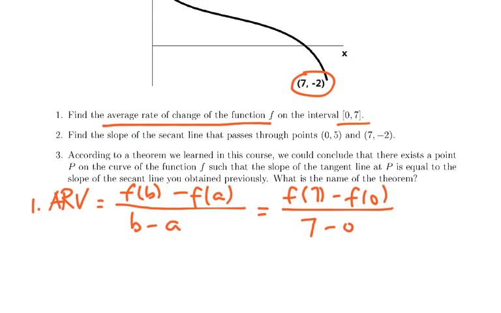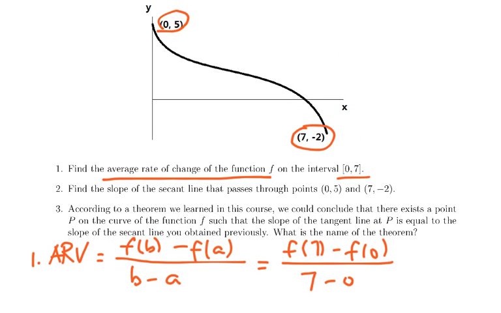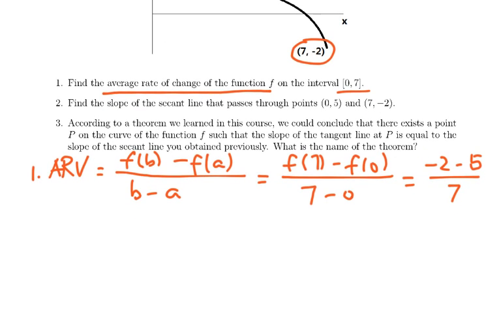From the graph, we can see that the function value of f at 7 is equal to -2. So f(7) is -2 minus the function value at 0, that is 5, and then divided by 7 minus 0, that is 7. If we do the algebra, we can see the average rate of change of the function f on the interval from 0 to 7 is equal to -1. This is the first part.